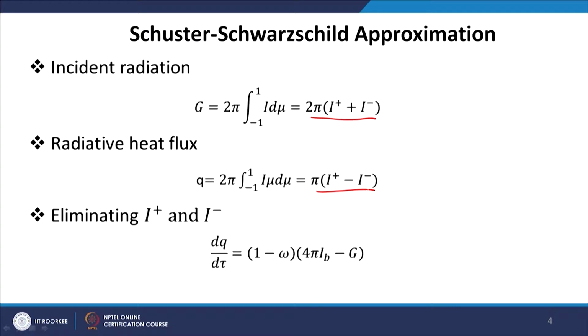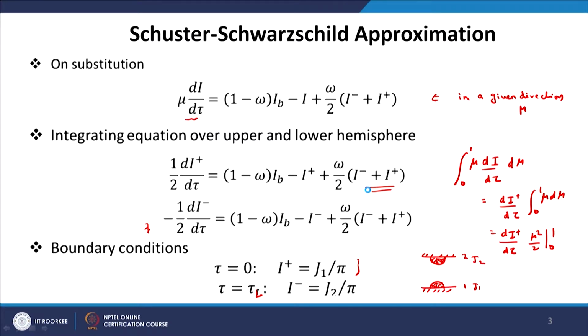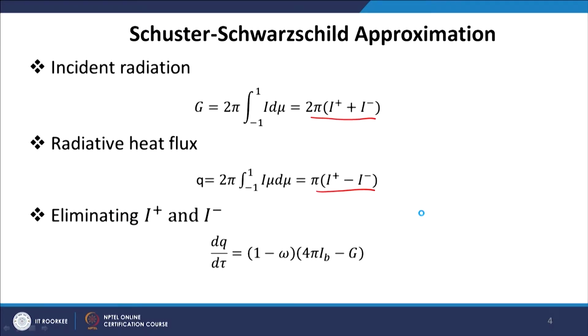Now, we want to eliminate I plus and I minus because we do not know these quantities. So, what we do is we add these two equations and subtract. Let us call this equation 1 and this equation 2. So, adding equations 1 and 2 will give us the value of radiative heat flux, and subtracting will give us the value of G. So, we eliminate I plus and I minus. We get this expression, del dot q, dq by d tau, is equal to (1 minus omega) times (4 pi I b minus G), which is the same expression which we have already discussed earlier.